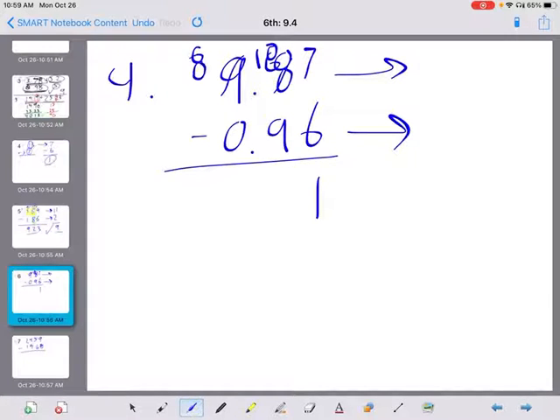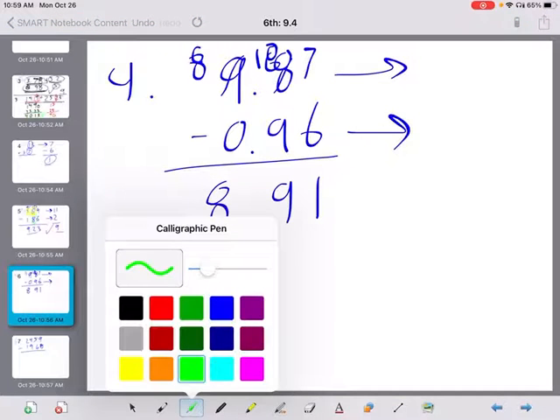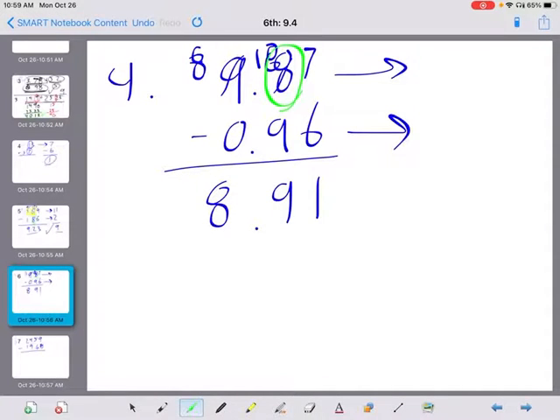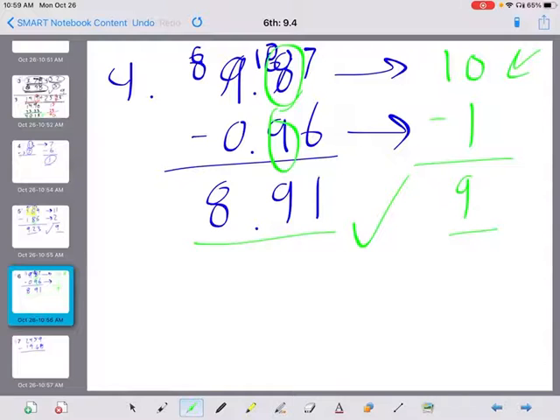It still becomes 8. 18 minus 9 is 9, and 8 minus that is 8 minus 0 is 8. So 8.91, and again, I go back and look at here. This rounds up to 10. This rounds up to 1, and I am subtracting here. I think that maybe was where I made the mistake last time. 10 minus 1 is 9. Hey, look at that. They're pretty close. That means I did the right thing.